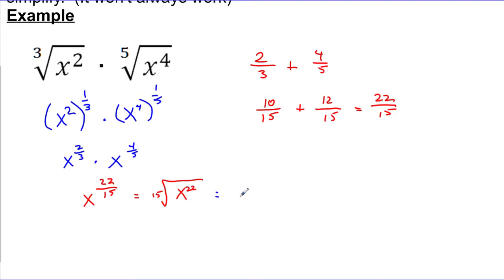I'm going to break up the 22 x's into 15 x's. Okay, and then I have 7 remaining x's left over. And I did that because at least these 15 will root. Okay, I can divide my exponent and my index and say that this is just x. Right, the 15th root of x to the 15th is just x. And then I have these extra ones that I can't do anything with.